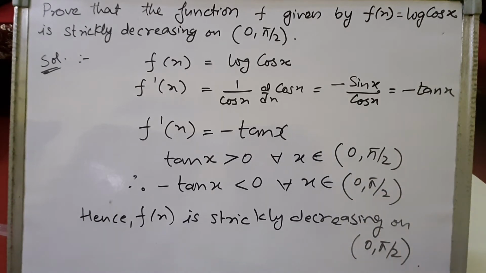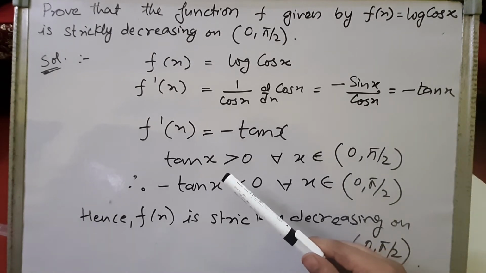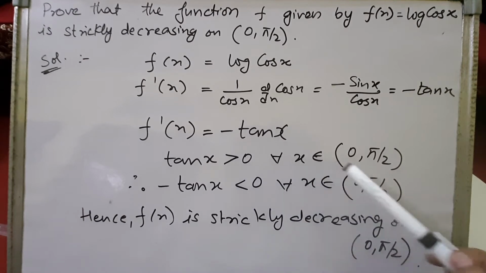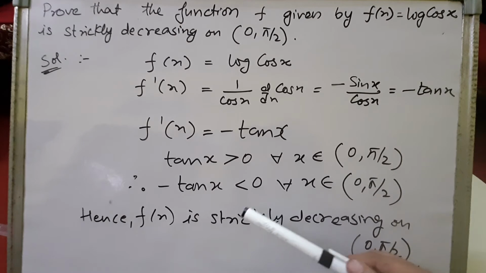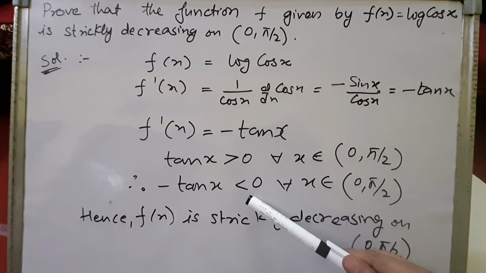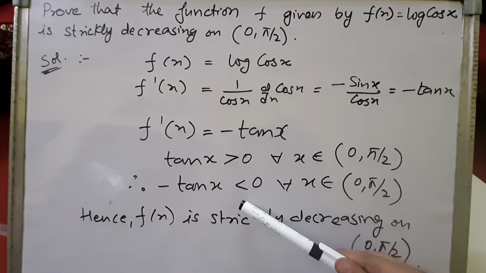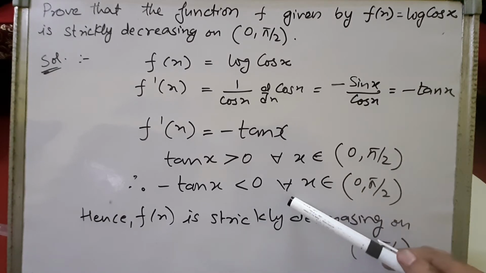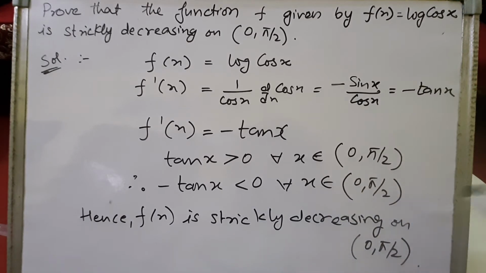Now children, we know that the interval 0 to pi by 2 means the first quadrant. In the first quadrant all the trigonometrical ratios are positive. So the value of tan x is also positive. So we can say that tan x is greater than 0 for all x belonging to the open interval 0 to pi by 2. Again, if we multiply by minus on both sides, the sign of the inequality will change. That means the value of minus tan x will be less than 0 for all x belonging to the open interval 0 to pi by 2.